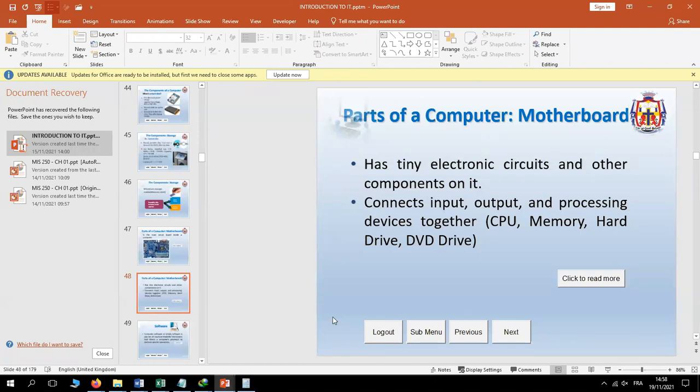So I'll start by posing a question again, ladies and gentlemen. What is computer software? Who can tell me what software is? Ladies and gentlemen, software. The floor is open for discussion.